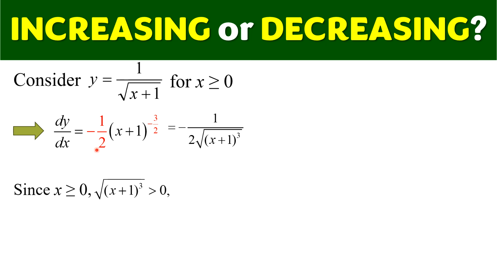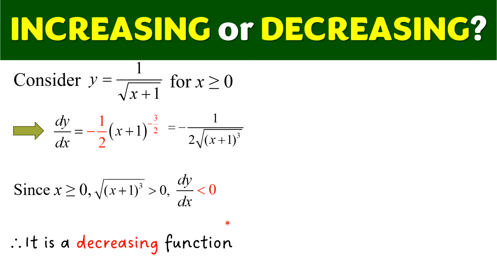You notice that there is a negative sign. If the denominator is a positive value, combining with the numerator and the negative sign here, I will know that the derivative here will be a negative value. So with this, I can conclude that this will be a decreasing function.